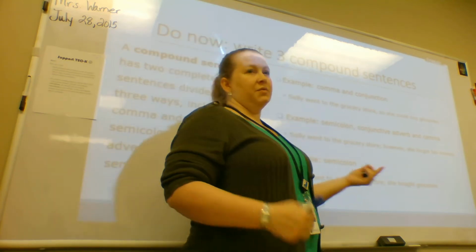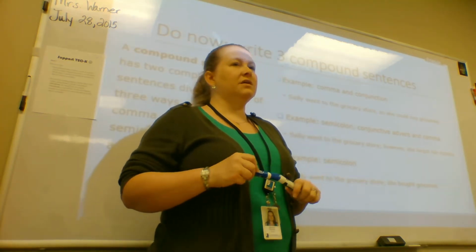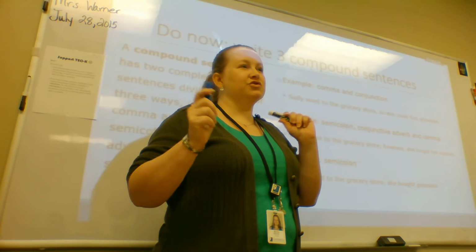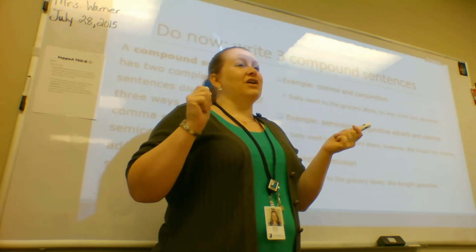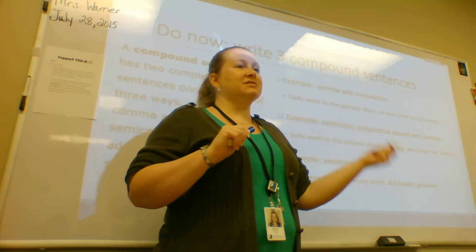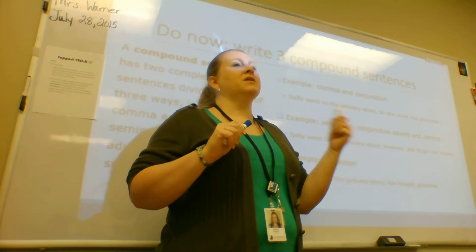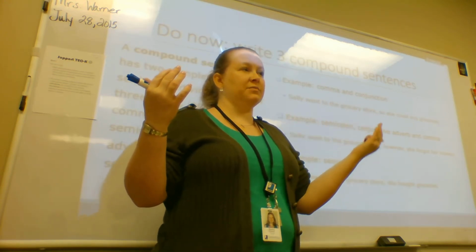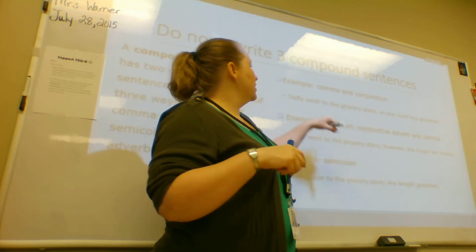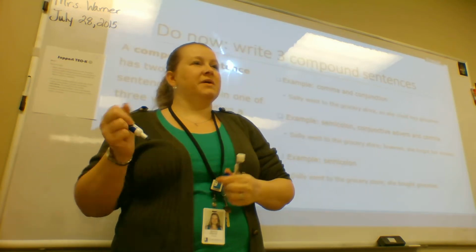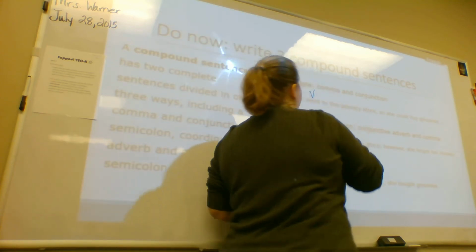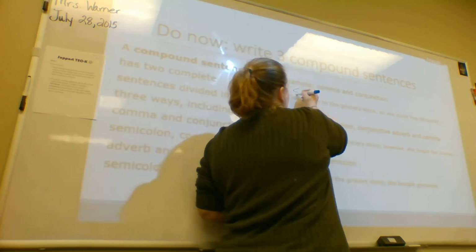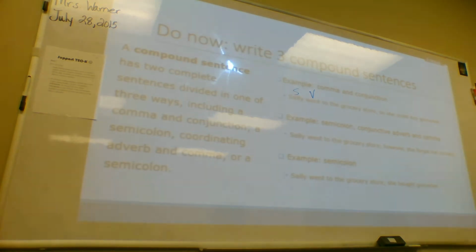Our first example is the simplest example and the one that we probably use the most. It's just a comma with a conjunction. With the comma plus the conjunction, you have to have a complete sentence on both sides. So, Sally went to the grocery store. What's my verb? Went. And who or what went? Sally. Over here: so she could buy groceries.